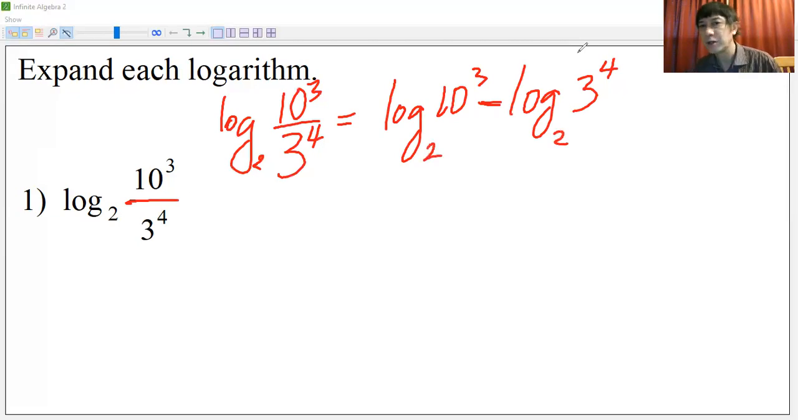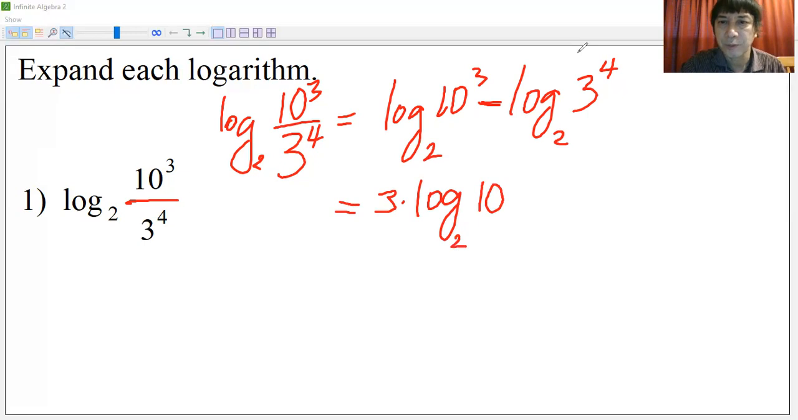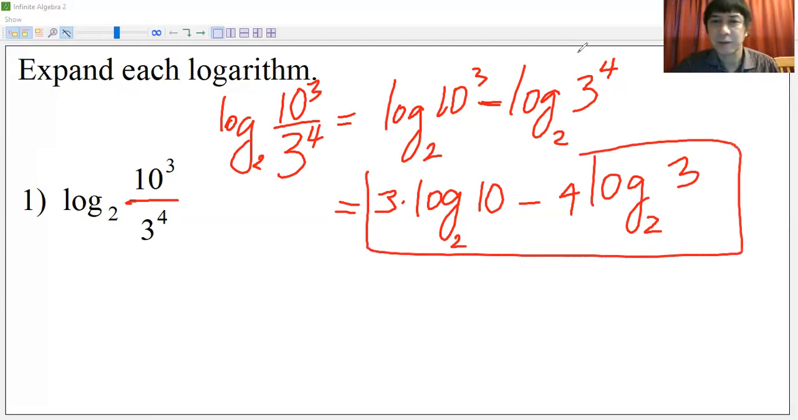Now you can further simplify by putting the 3 in front of the logarithm. So this will now be 3 times logarithm of 10 base 2, and this is minus 4 logarithm of 3 base 2. There. So this is the answer. Okay, this is the answer there.